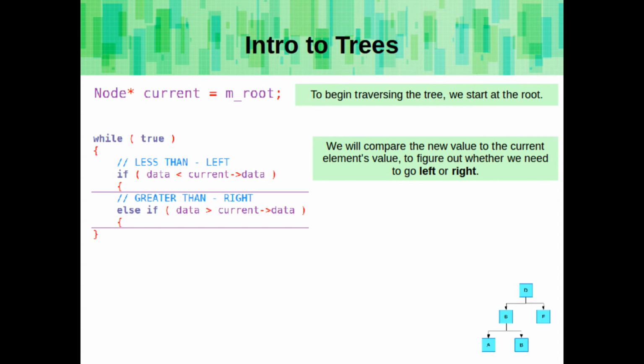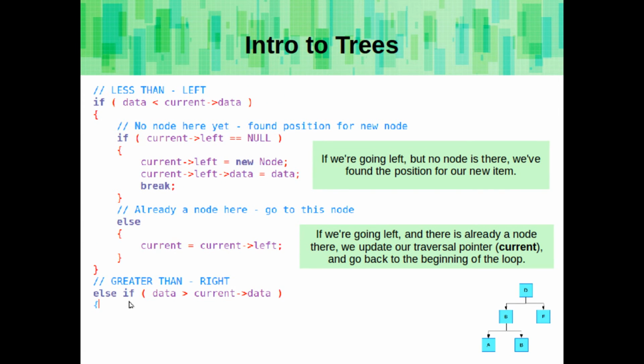To begin traversing the tree, we start at the root. We will compare the new value to the current element's value, and figure out whether we need to go left or right. Here I've expanded just one of those directions. If we're going left, but no node is there, we've found the position for our new item. If we're going left and there is already a node there, we update our traversal pointer, the current pointer, and go back to the beginning of the loop. This functionality would be similar for also traversing right.